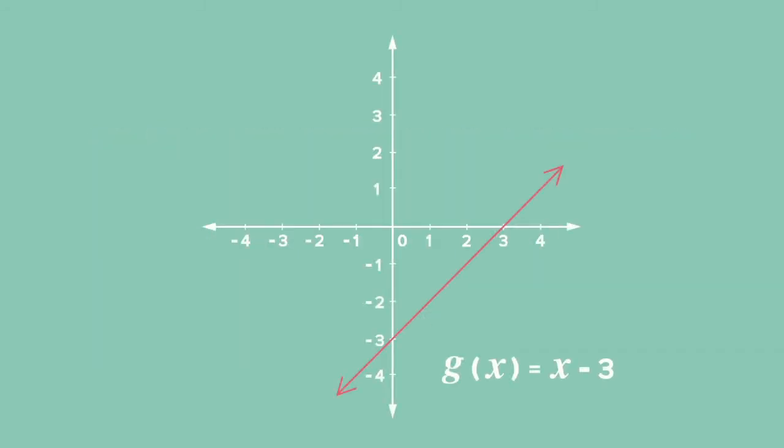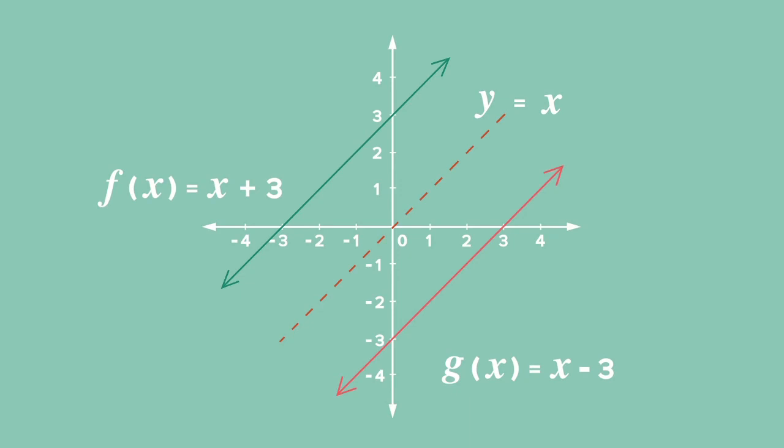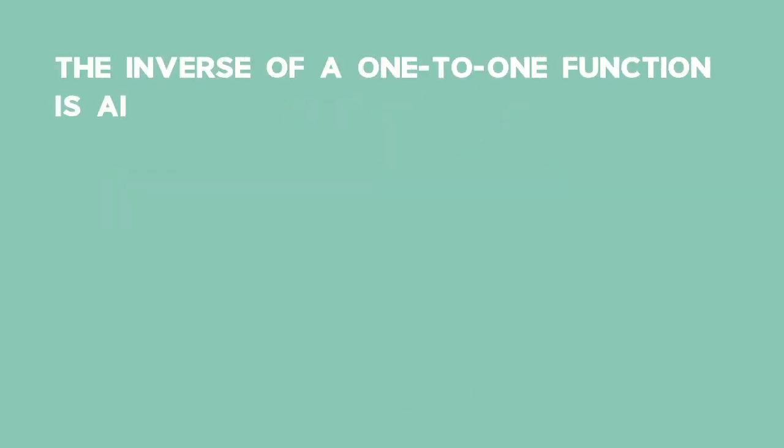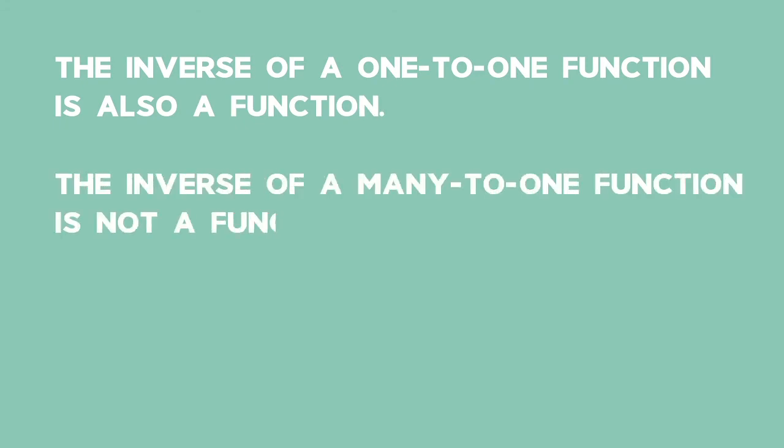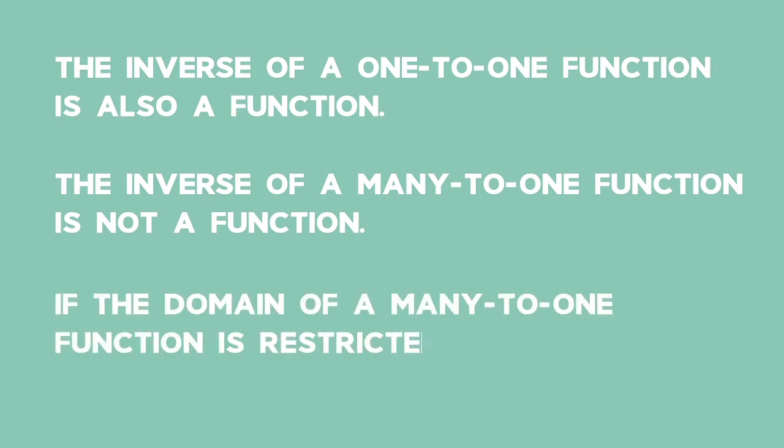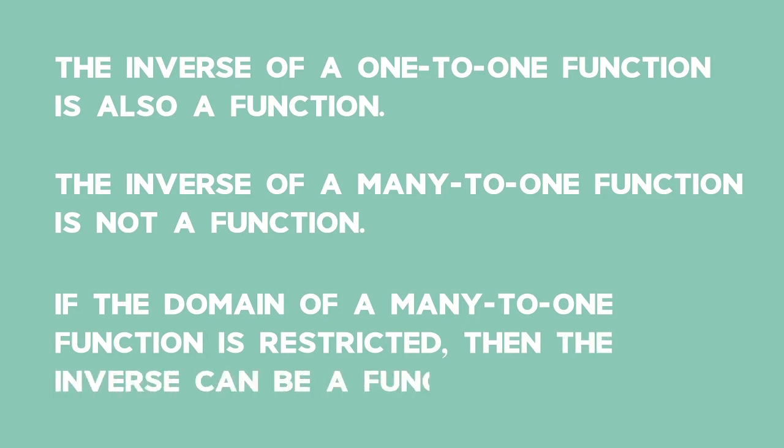We can reflect the graph of y equal to x minus 3 over the line y equal to x. The point (-3, 0) has been reflected onto the point (0, -3). The point (0, 3) has been reflected onto the point (3, 0). The inverse of a one-to-one function is also a function. The inverse of a many-to-one function is not a function. If the domain of a many-to-one function is restricted, then the inverse can be a function.